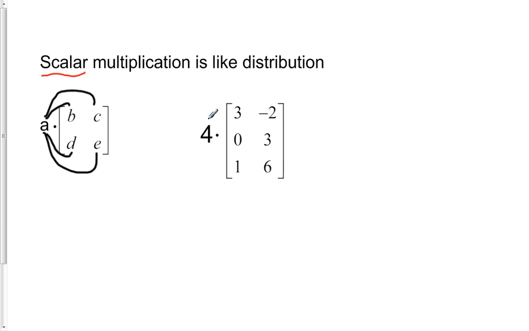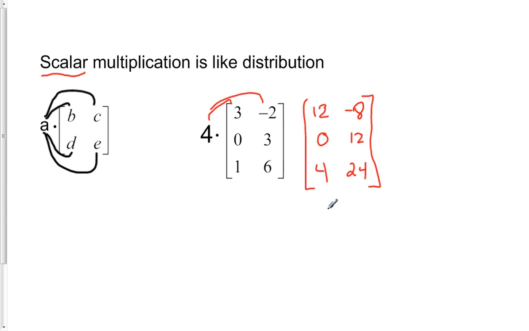Here's a sample. We're going to take 4 and we will distribute it through everything inside this matrix. 4 times 3, 12. 4 times negative 2 is negative 8. 4 times 0, 4 times 3, 4 times 1 and 4 times 6. And you have the same size matrix, 3 by 2, that's been multiplied with a scalar.